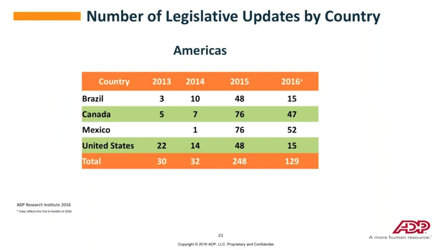So to give you an idea of the frequency of these changes over a period of time, this is through mid-2016. This is based on ADP studies and our presence in 112 countries. I've taken a sample of these regulatory changes. So Brazil, for example, went from 3 regulatory changes that affect payroll to 48, and midway through 2016, an additional 15 came across. Canada went from 5 to 76, and by 2016, 47 regulatory changes came across. Mexico went to 76 in a span of 3 years, and then 52 by mid-2016. So you see the frequency of these changes coming across.